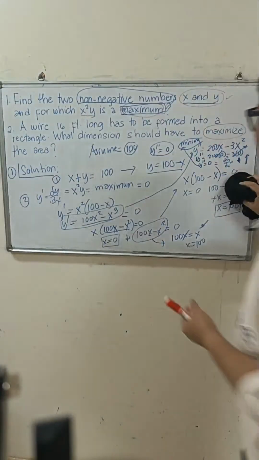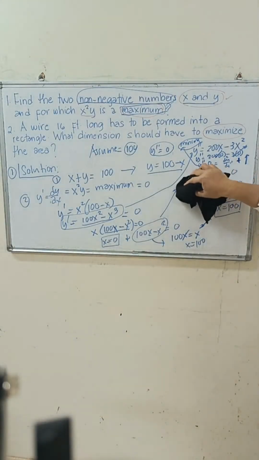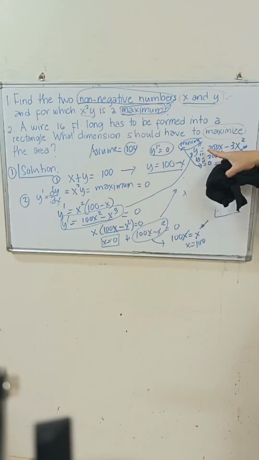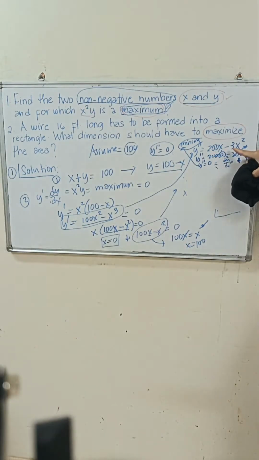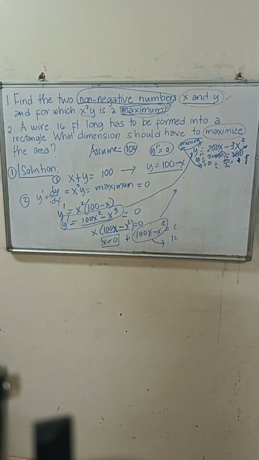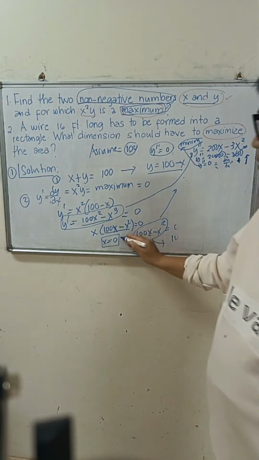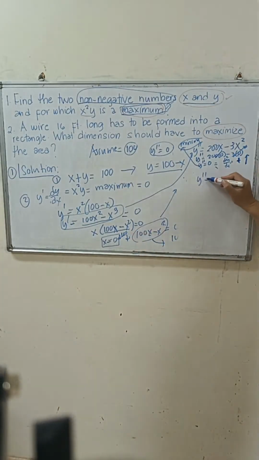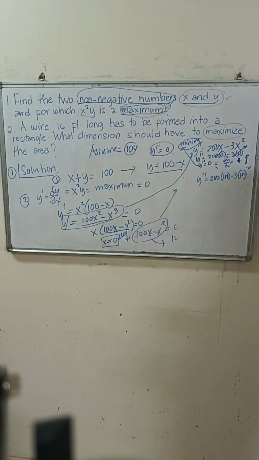Okay, so let's substitute that into the second derivative. Y double prime is equal to 200x minus 3x squared. So substitute 100, because you have two values of x, which are 0 and 100. So y double prime is equal to 200 times 100 minus 3 times 100 raised to the power 2.